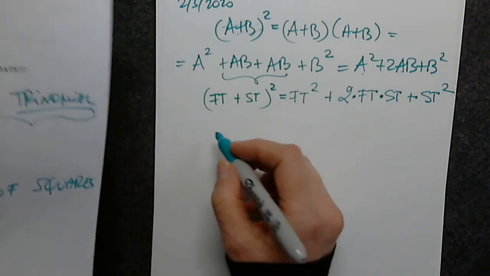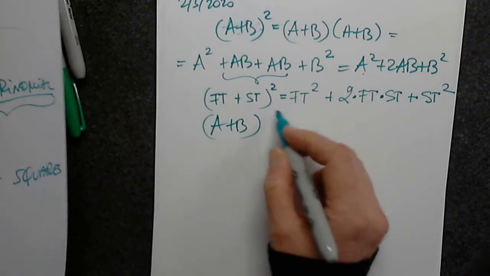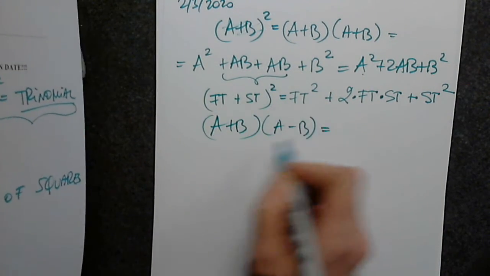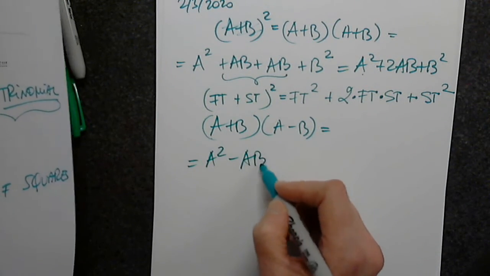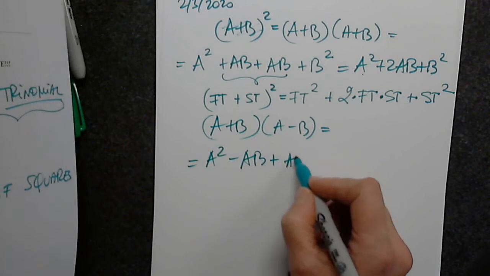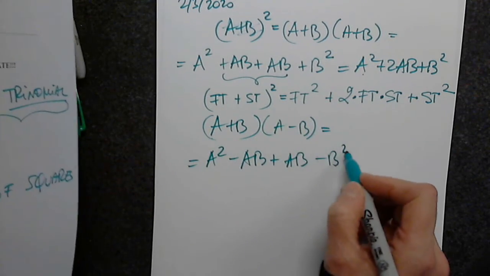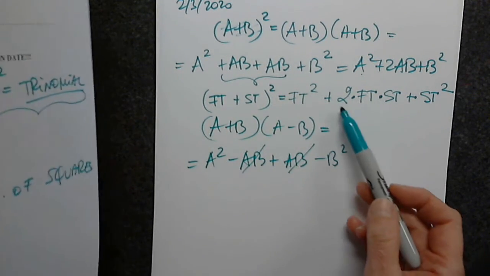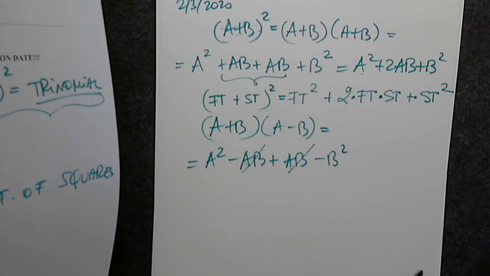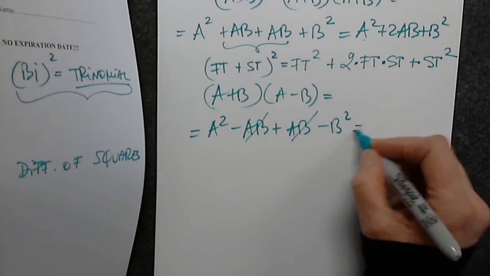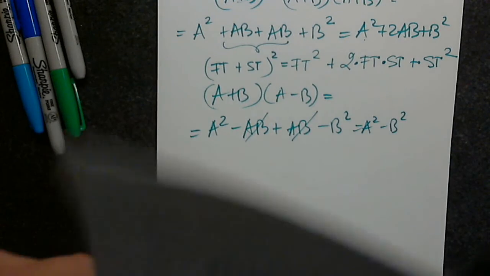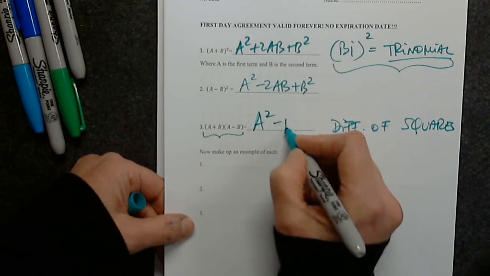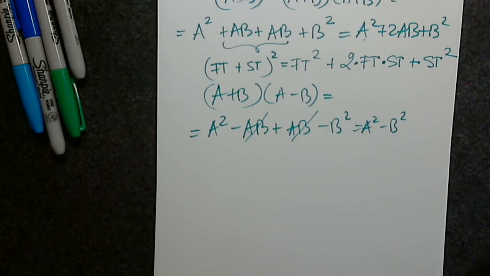And let's FOIL it for the last time. So it's a plus b, a minus b. A times a is a squared, ab plus ab, but minus b squared. Well, it happens that this time there is no 2, because these 2 cancel each other out. So I have a squared minus b squared. So that's our a squared minus b squared.